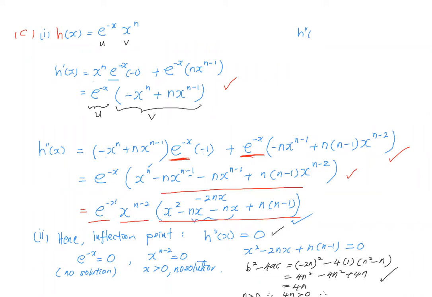Stationary point, h prime x equal to 0. Inflection point, h double prime x equal to 0. So that concept is a must to write down. Are you okay? Any further question?